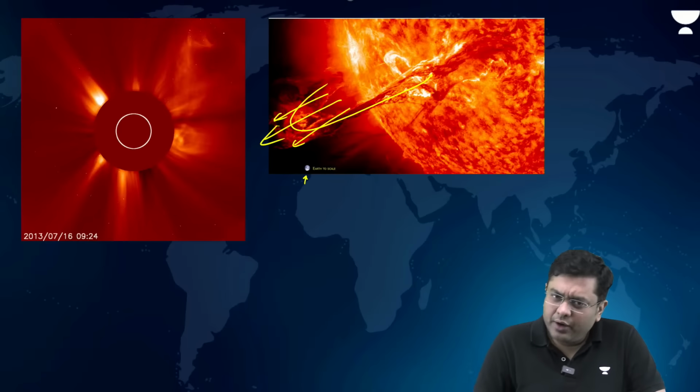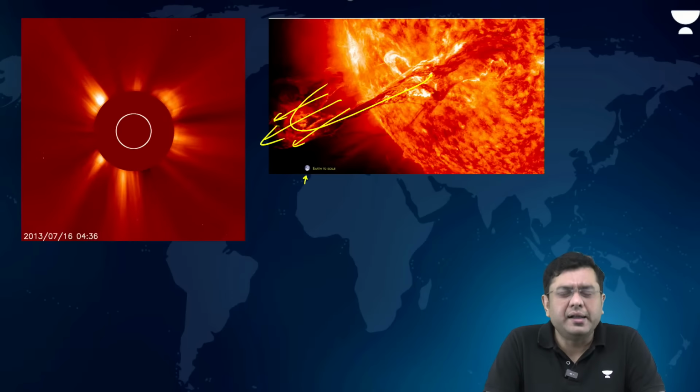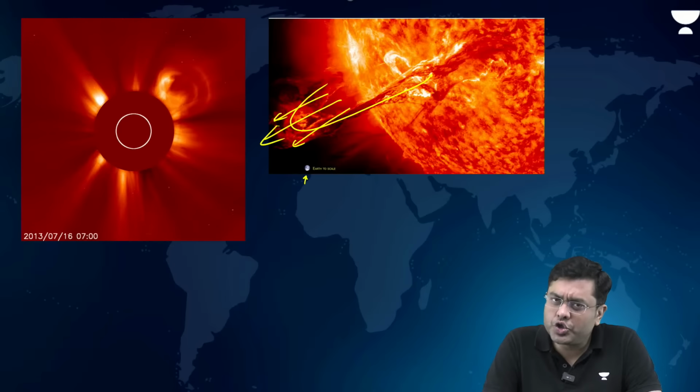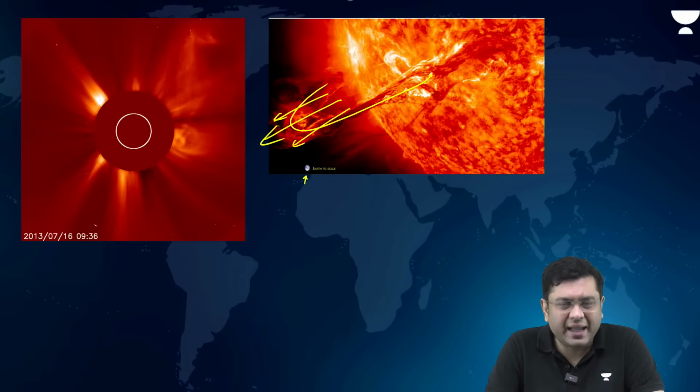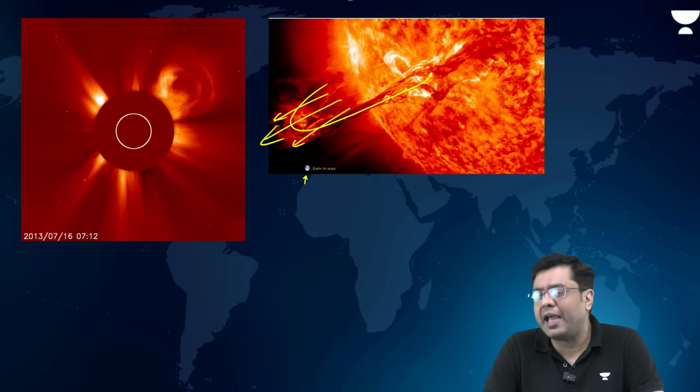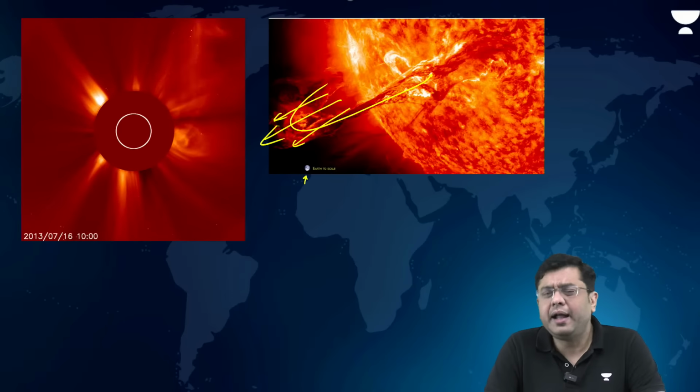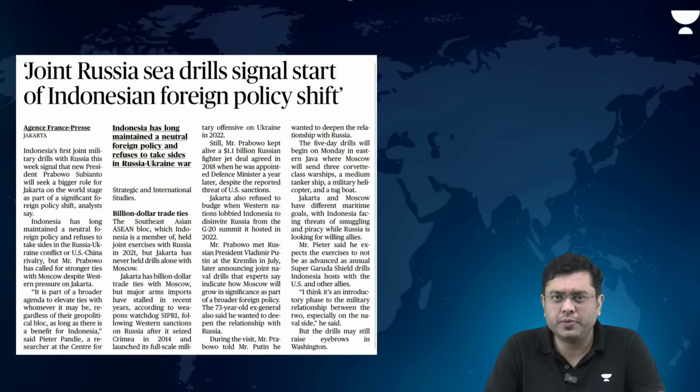So here, what do you have to extract? Aditya L1 mission, which vital payload has carried out this particular experiment about coronal mass ejection, calculating the movement of plasma, and what is coronal mass ejection.